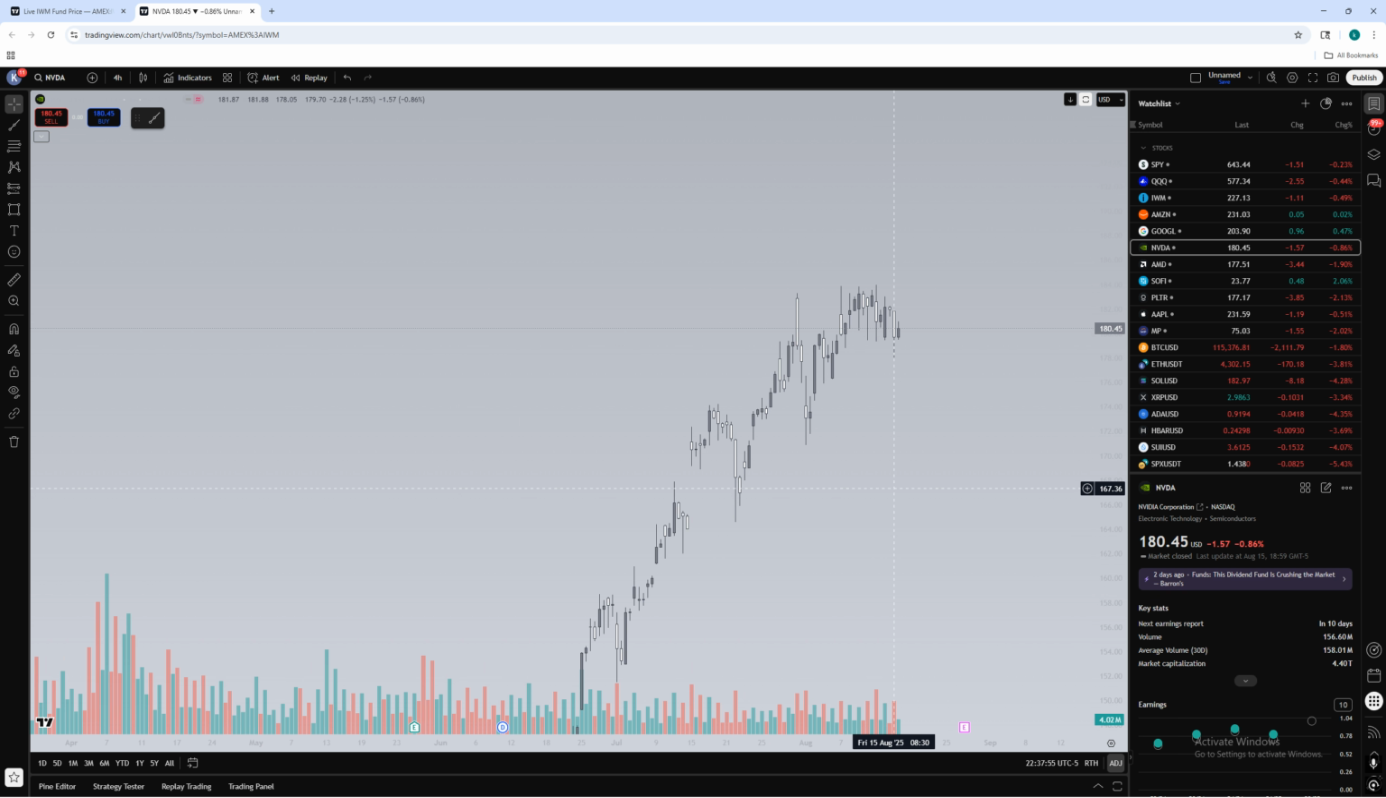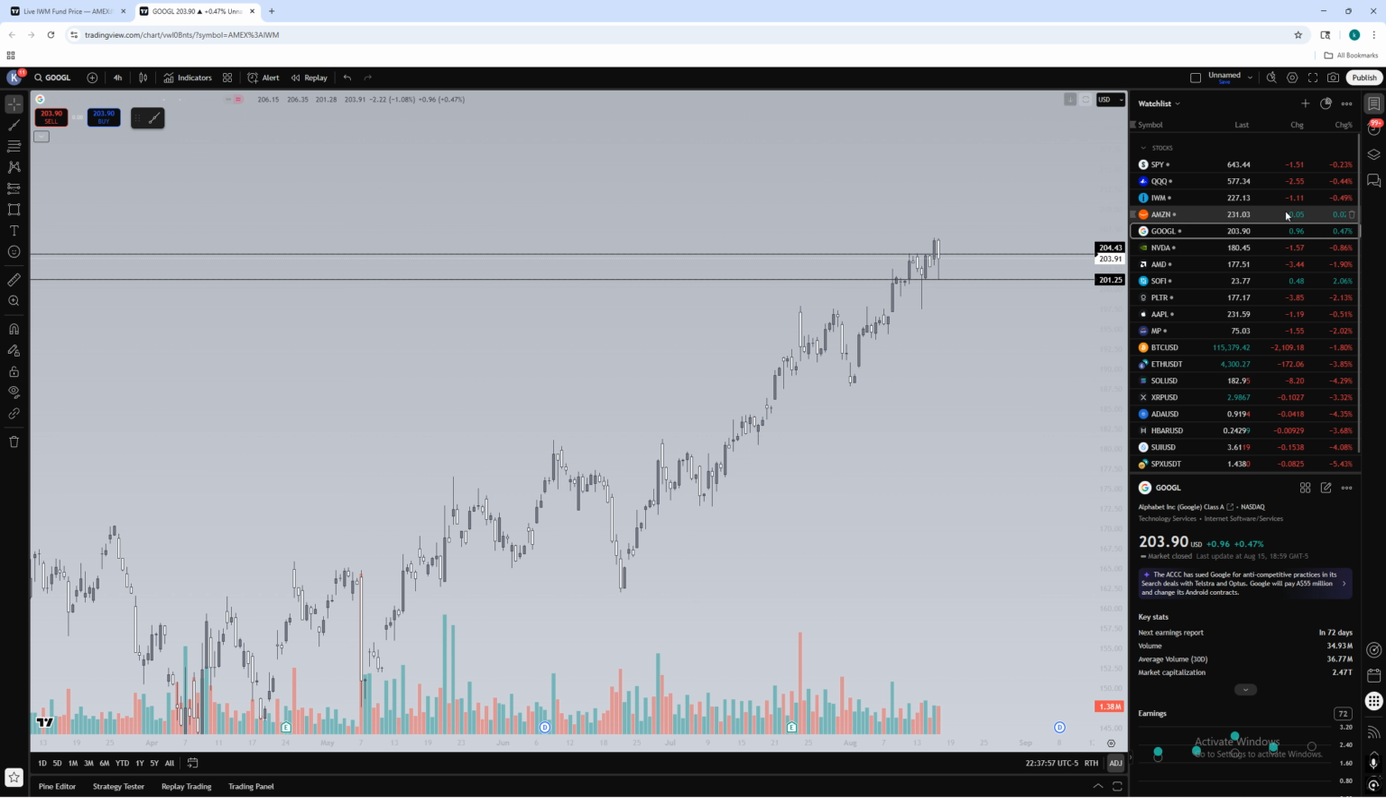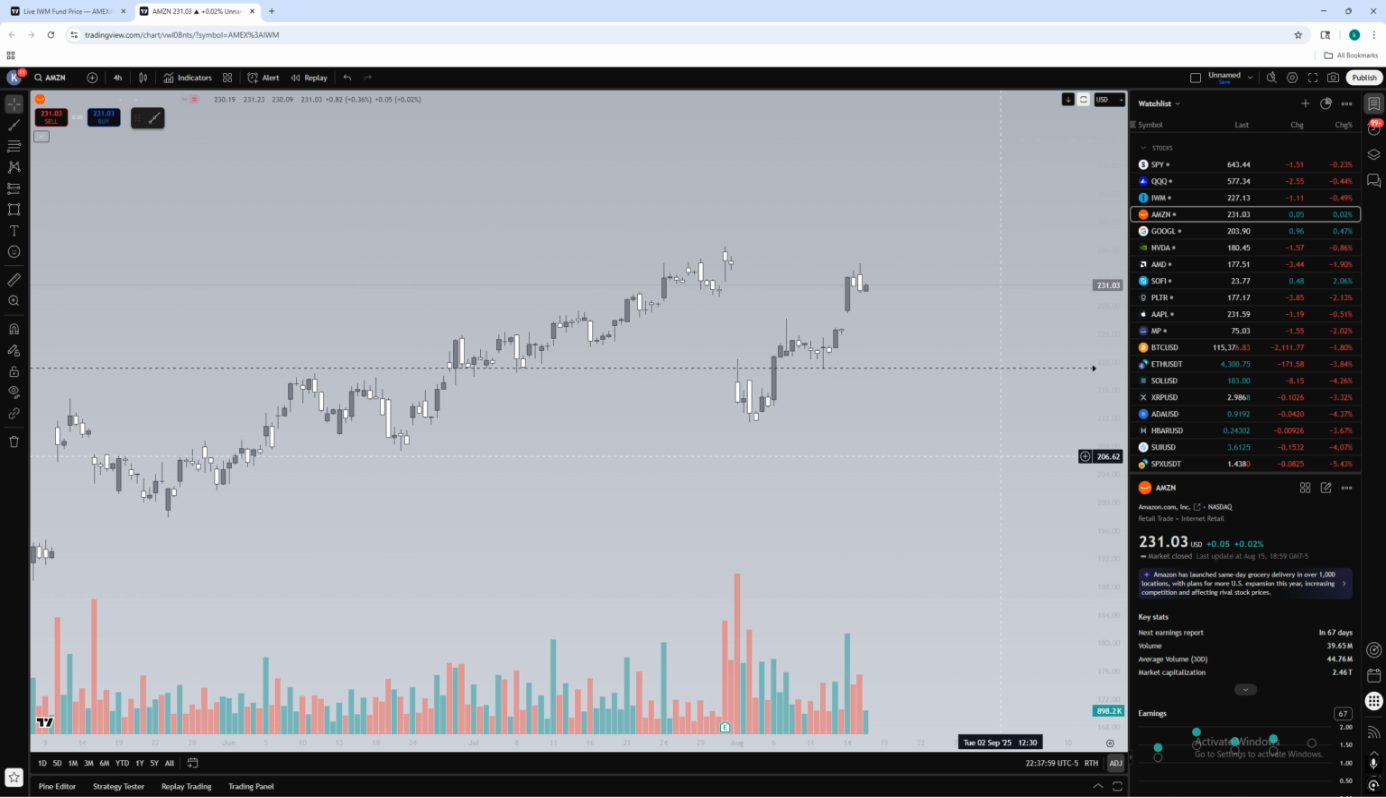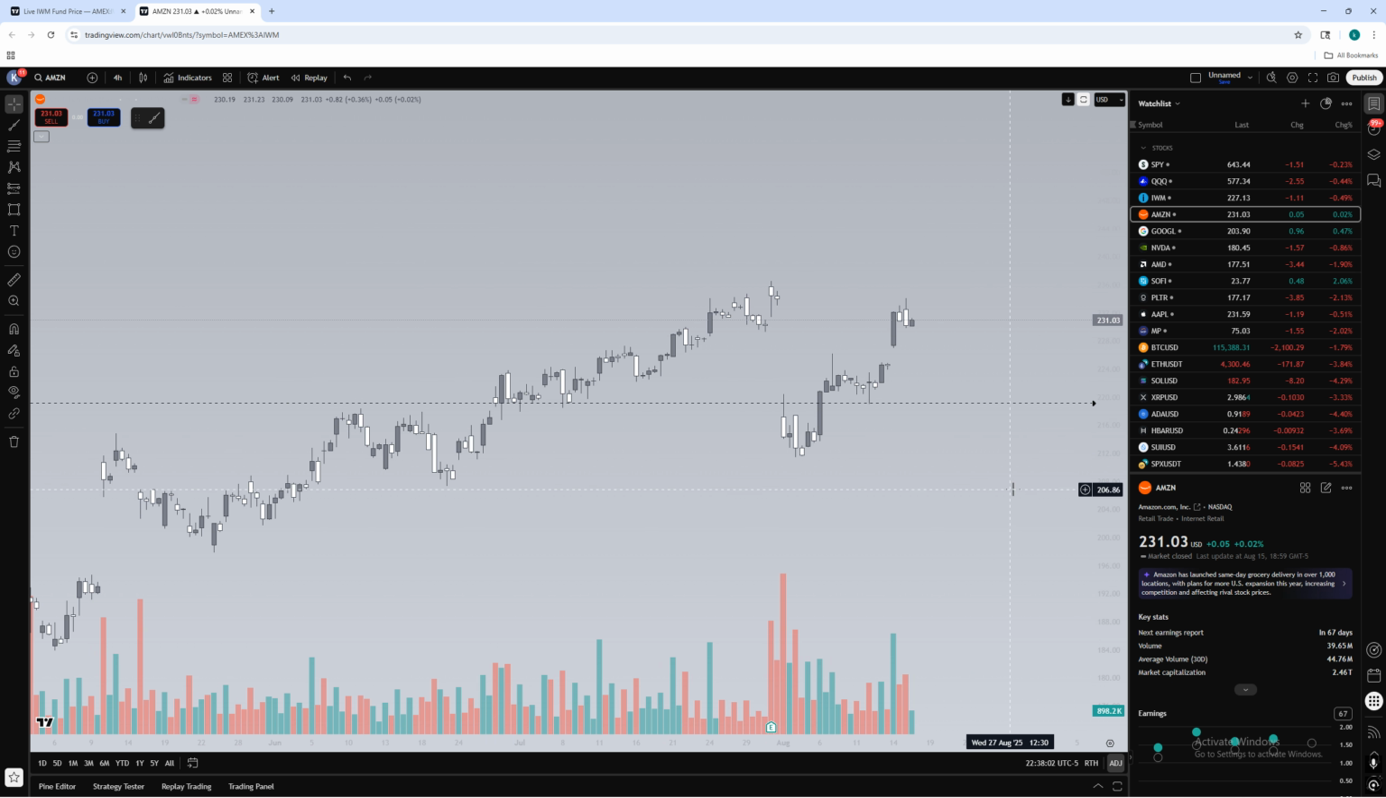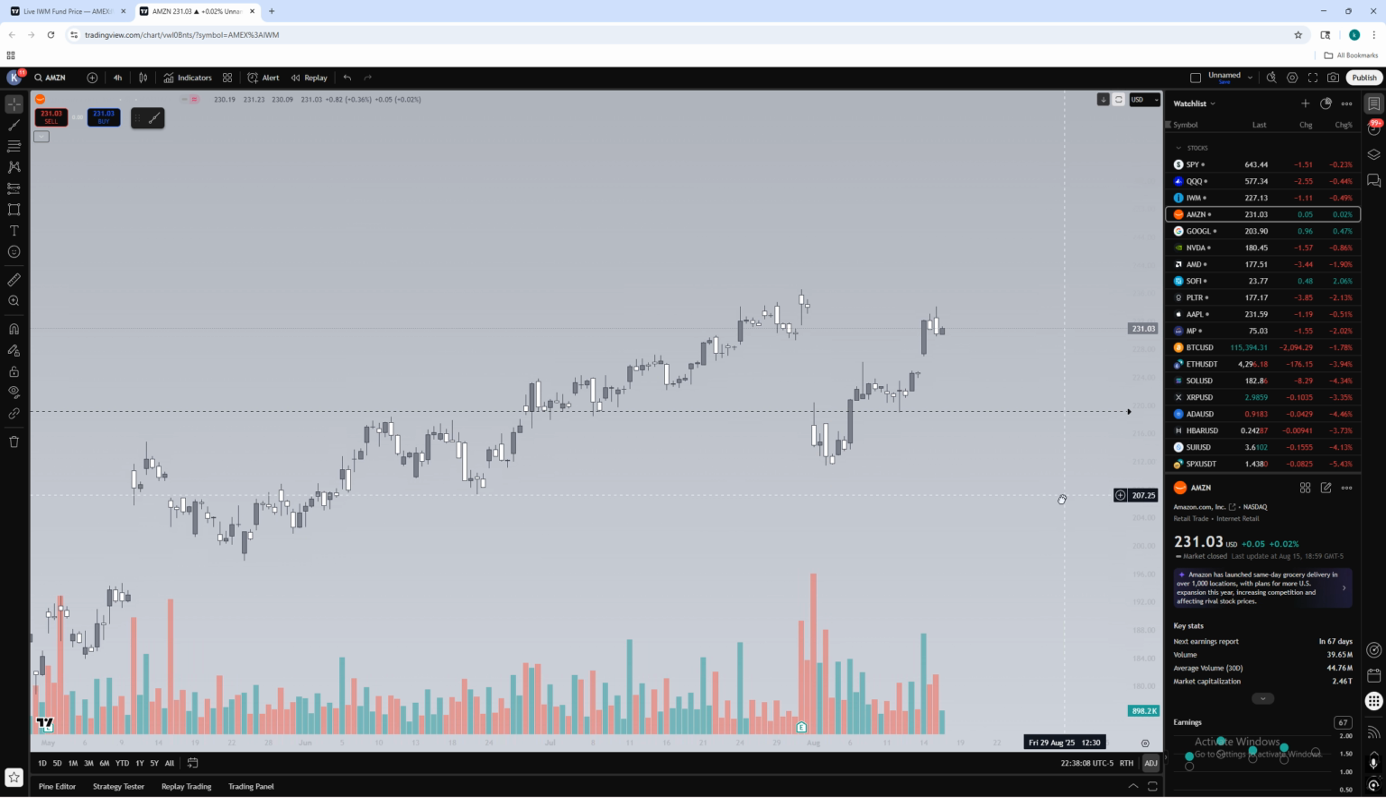Nvidia, man, fuck Nvidia, bro. I'm not gonna lie to you. Every time I trade Nvidia, I just like, why am I even trading this, bro? I feel like the cons don't really move with Nvidia. Maybe it's just me. I don't know.